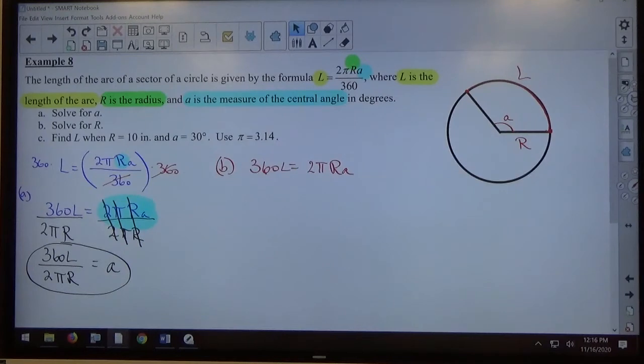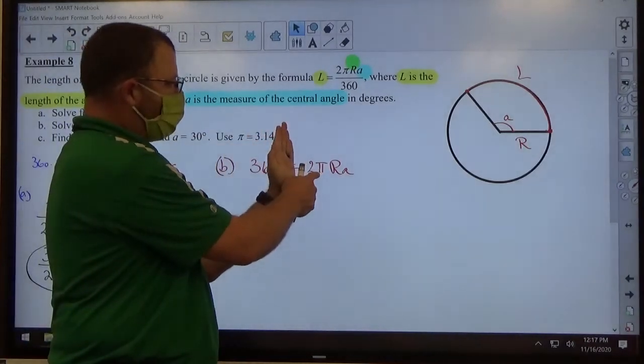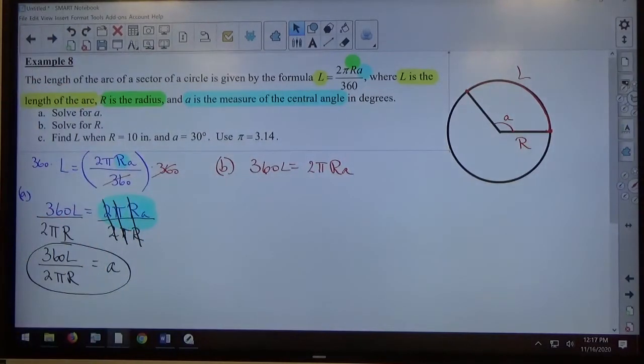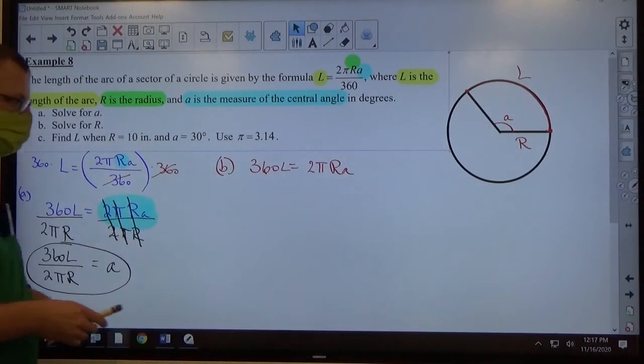I want everything equals everything with no fractions. I want R equals, so everything with R goes on one side, everything without goes on the other. Well, this is the only thing containing R. That's on one side. That's everything not with R. That's on the other side. So that's already been done for us. There's no like terms, so we don't have to worry about that.